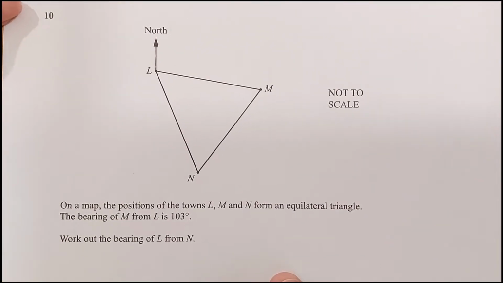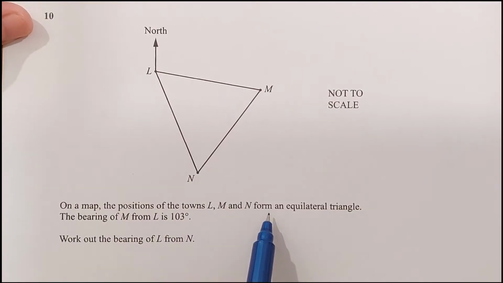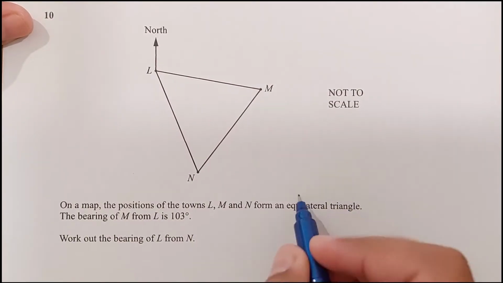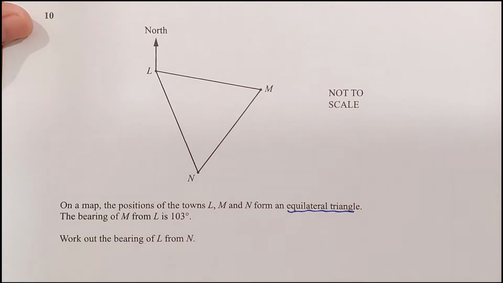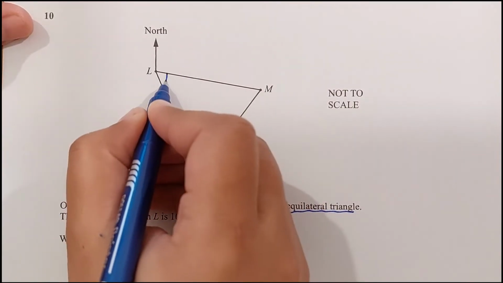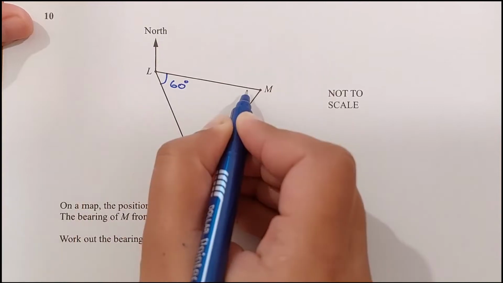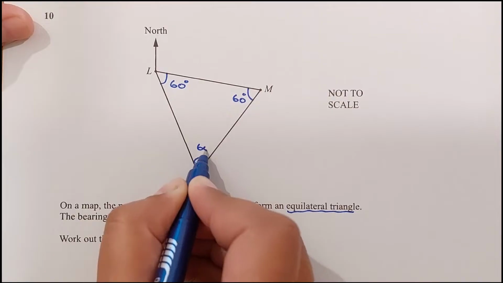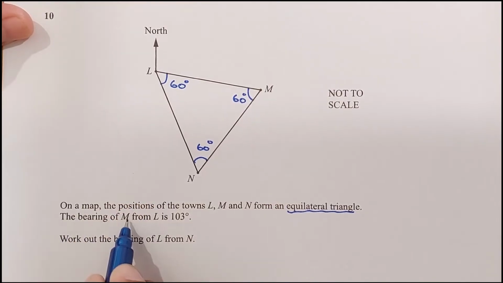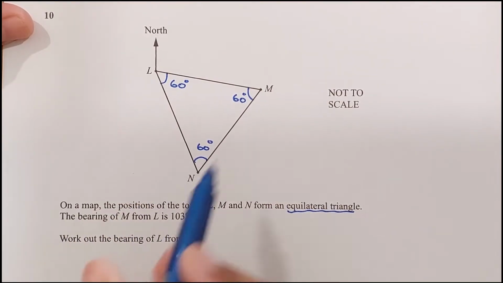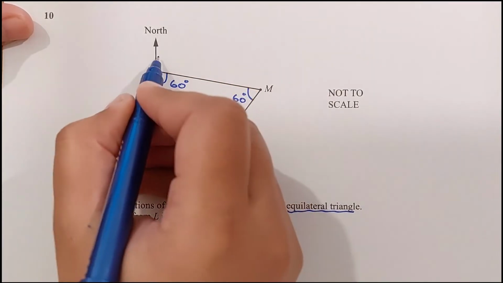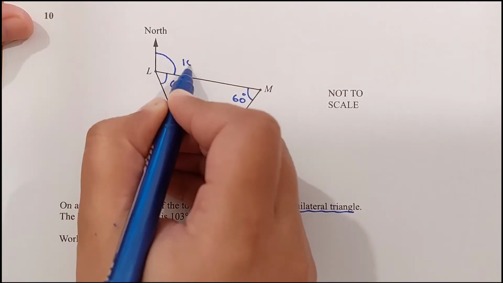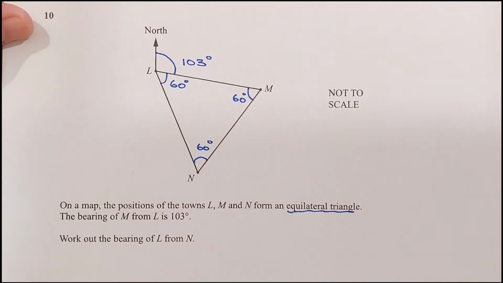Now question number 10. On the map, the positions of the towns L, M and N form an equilateral triangle. An equilateral triangle is a triangle where all 3 sides and all 3 angles are the same. So all 3 angles are 60 degrees. This is 60 and this is also 60, right? The bearing of M from L is 103. The bearing of M from L is 103, meaning from the north line to M, this is 103 degrees we have been given. Work out the bearing of L from N.